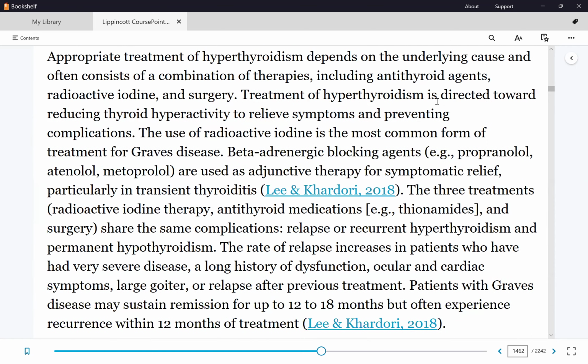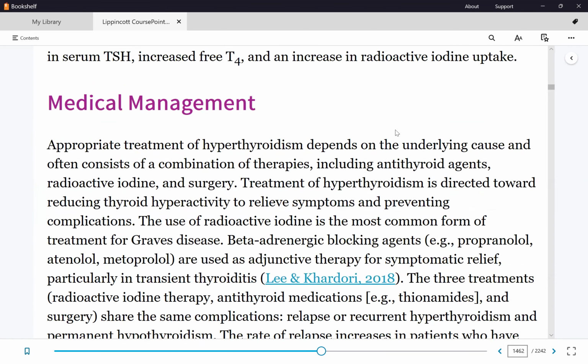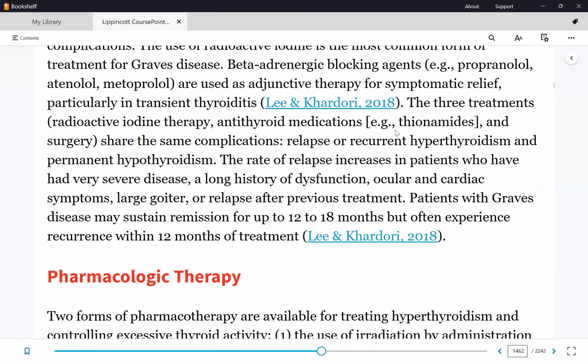All these three treatments, whether surgery, antithyroid medications, or radioactive iodine, will cause what? Since they're going to destroy or remove the thyroid gland, what will the patient develop as a result of therapy? Hypothyroidism. Okay, that's the sad consequence of treating hyperthyroidism. Then once they have hypothyroidism, they'll be taking levothyroxine. For how long? Forever.